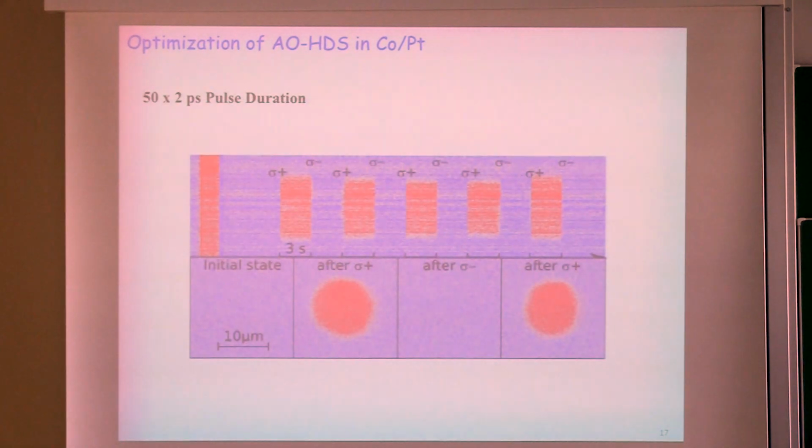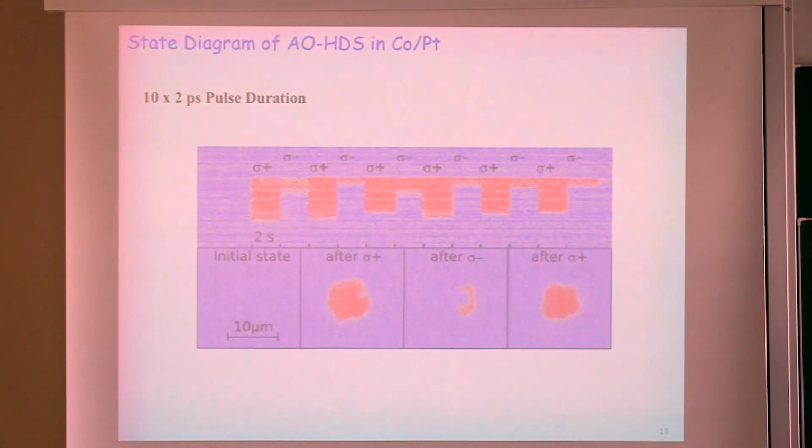One other thing that we looked at, we tried to optimize in terms of number of pulses. Here, we limited the number of pulses to 50 pulses with a 2 picosecond pulse duration. And you see that we have a perfect switching in one direction, and then perfect switching in the other direction. If we do 10 pulses, you can clearly see the helicity dependence, but already you see some areas which are not so nicely switched.